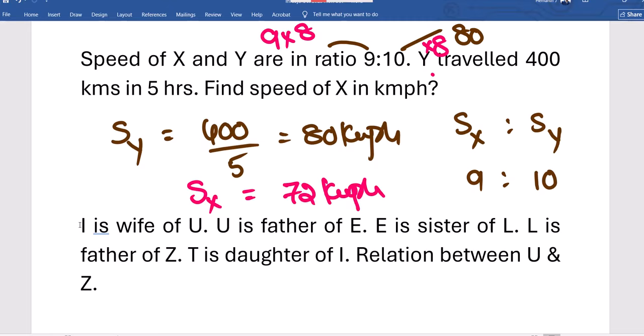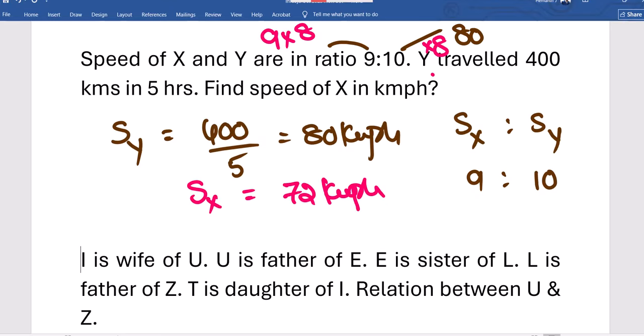I already mentioned, and again I am mentioning, that maybe the first section name is reasoning and the second section name may be technical, but in both the sections they are asking quant and reasoning. Even under the title reasoning they are asking quant also.